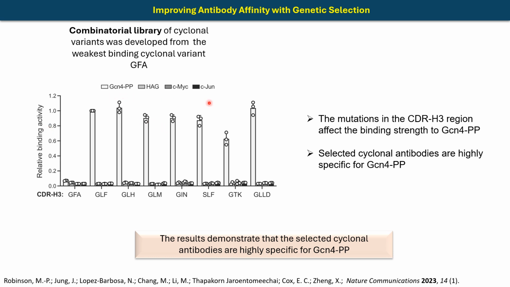Other targets here were used as a control to test if the antibodies are specific. And all this data here suggests that the initial variant did not bind well, but the other variants did, showing that mutation in the CDR region affected binding.